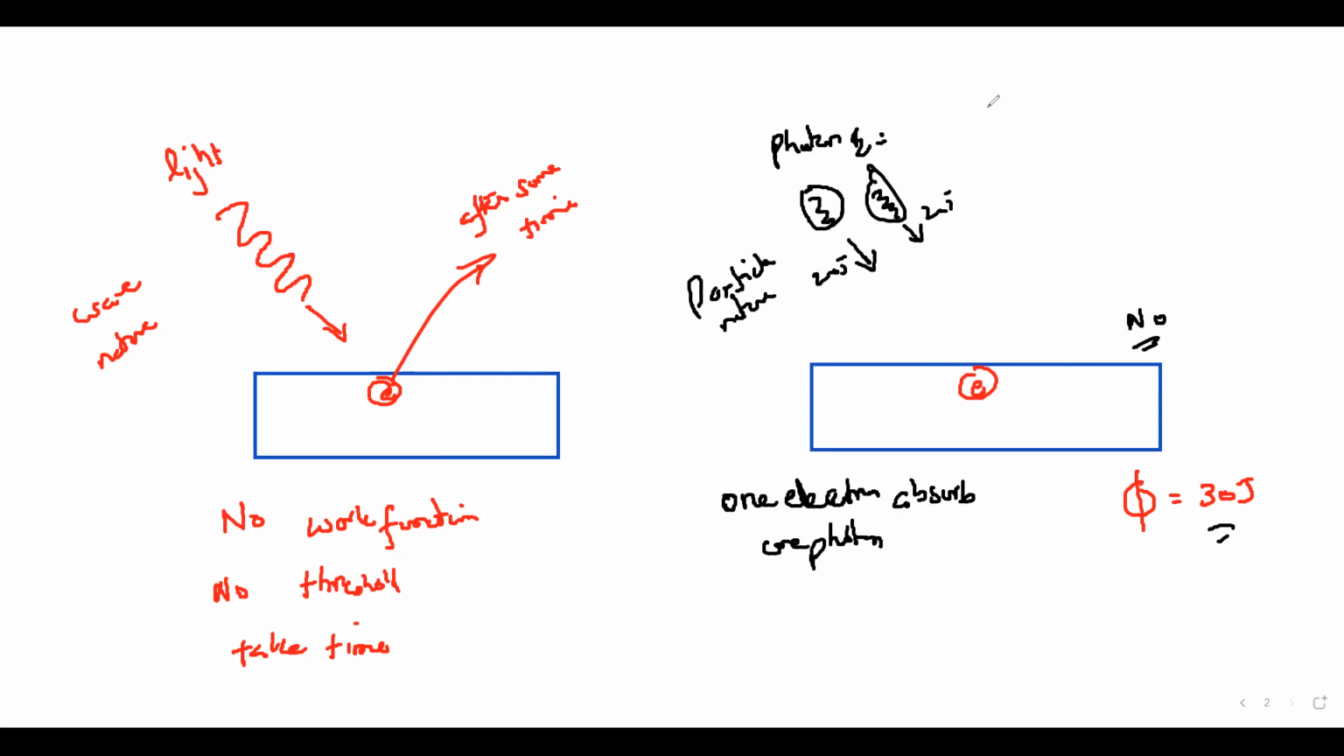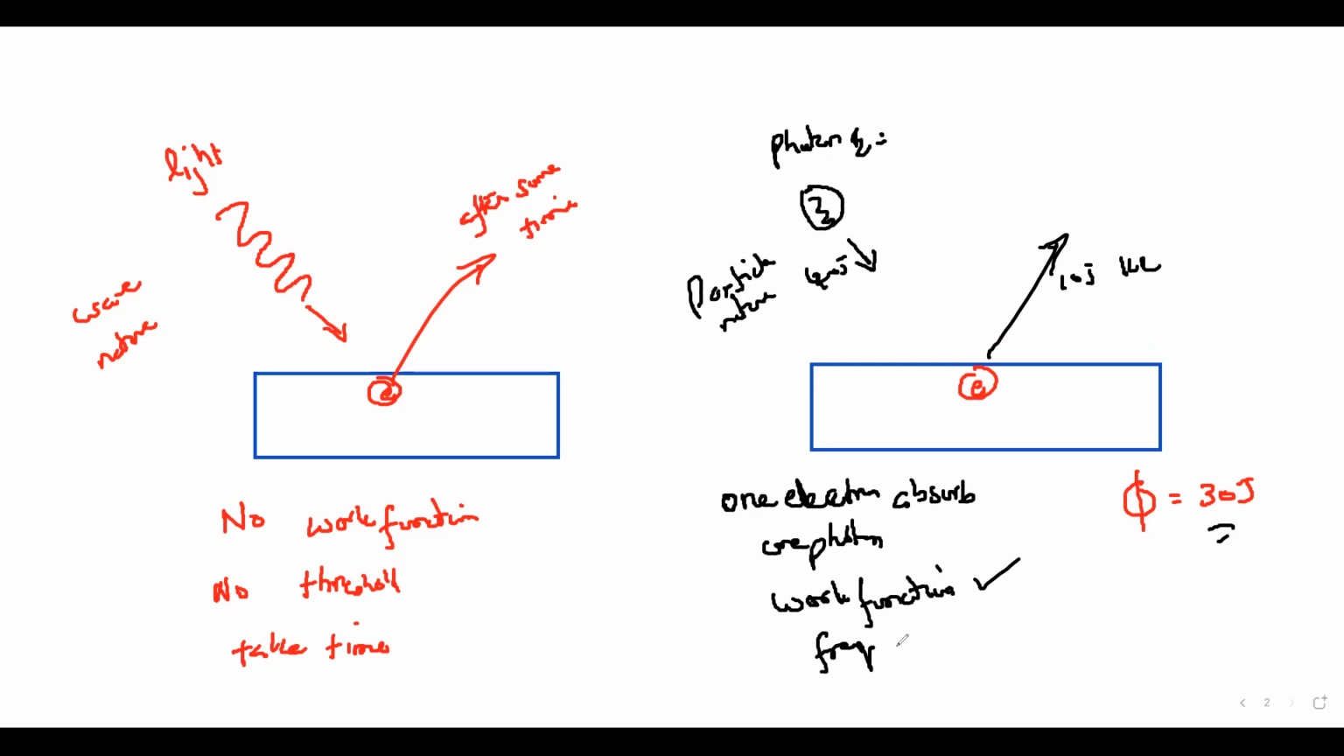Then if the energy of the photon is more than or equal to the work function, this electron will go out. For example, if this is 40 joules, 30 joules is used to come out and the remaining 10 joules is kinetic energy. So according to particle nature, there should be a work function, a minimum possible energy to remove an electron, which we found. There should be a threshold frequency, and within an instant the electron should come out.